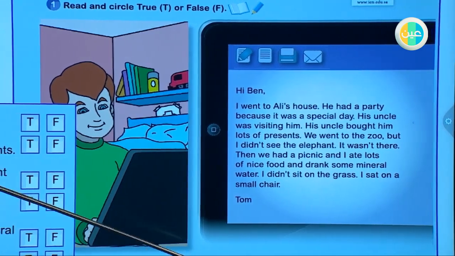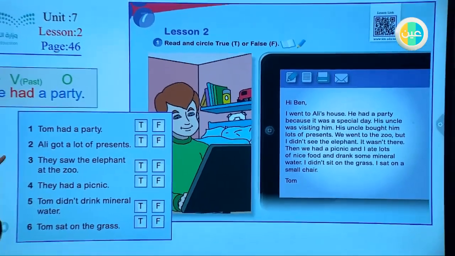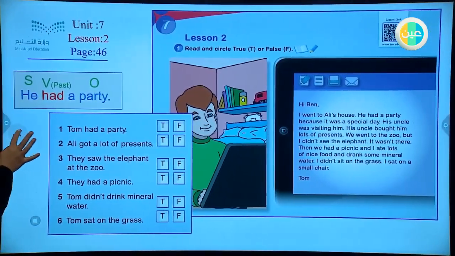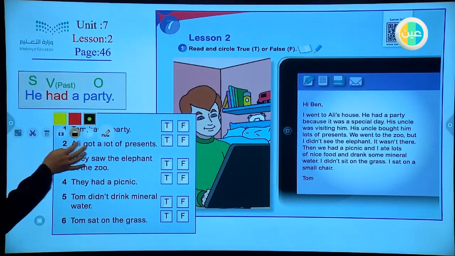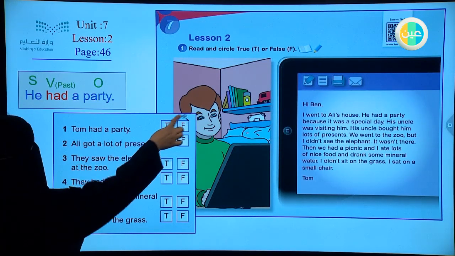Number 1. Tom had a party. What do you think? Did Tom have a party? No. Ali had a party. So this is false.